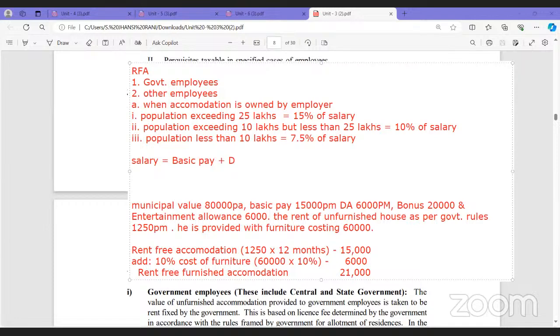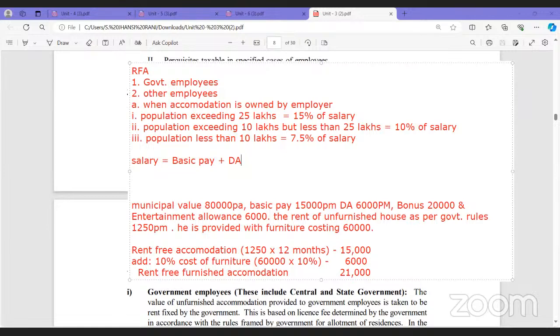Commission on turnover, no, only for HRA. Ma'am, whatever formula we discussed, that is basic pay plus DA, part of salary or service benefits, plus commission on turnover, that is only for the part of HRA. This is different, that is different.